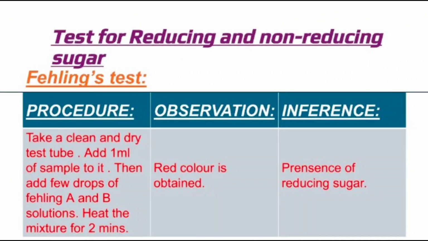Test for reducing sugar or non-reducing sugar: Fehling test. Procedure: take a clean and dry test tube and add 1 ml of sample to it. Then add a few drops of Fehling A and B solution and heat the mixture for 2 minutes.